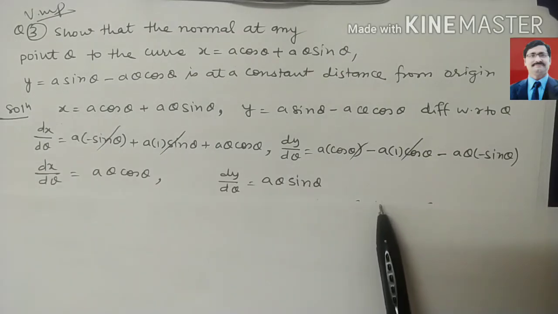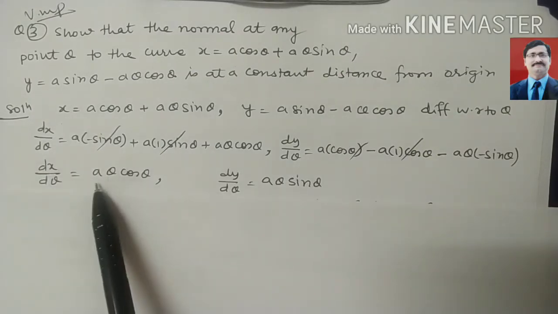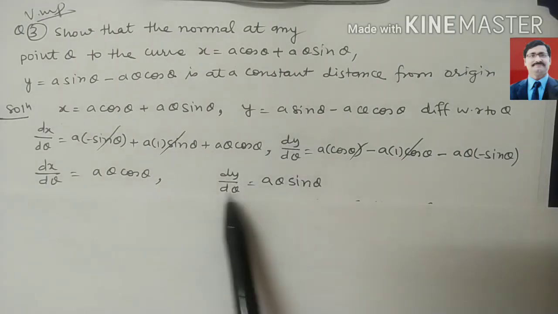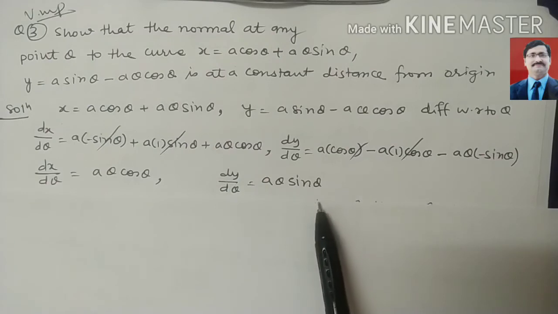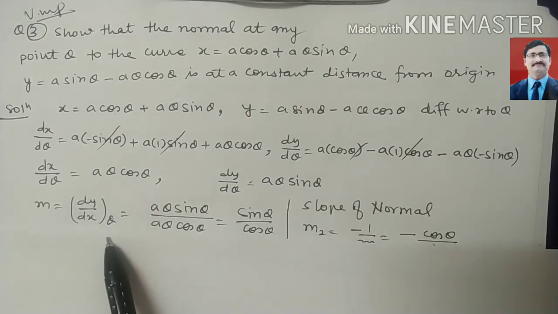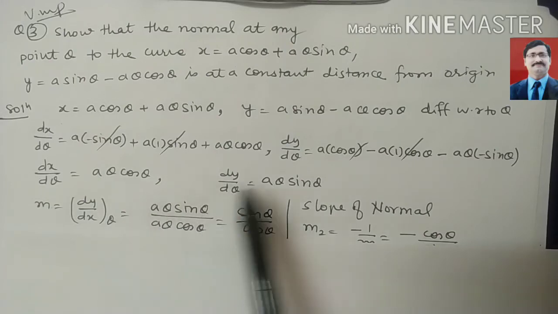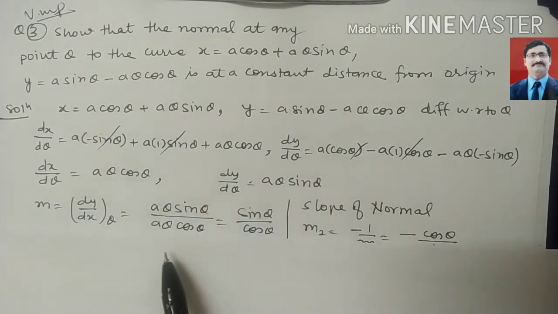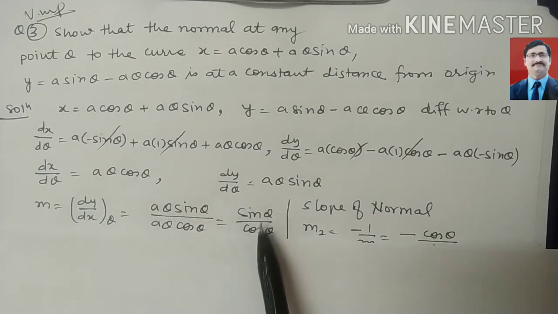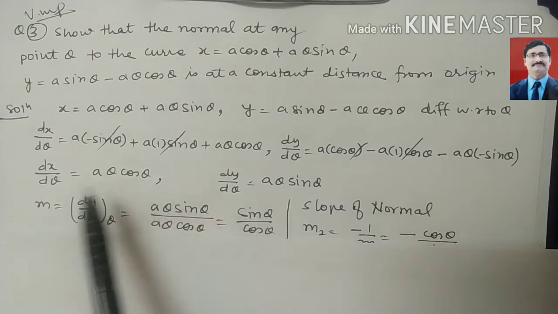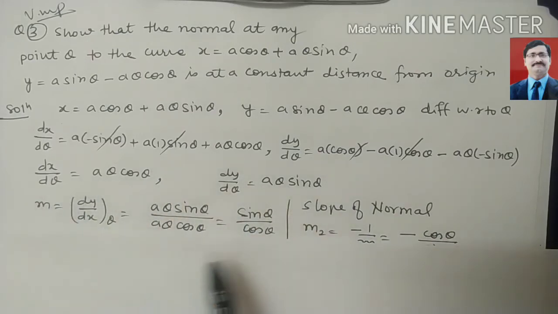What remains: dx by d theta equal to a theta cos theta, and dy by d theta is a theta sin theta. From these we can find m, which is dy by dx at the point theta. So here dy by d theta is this, and dx by d theta is this, we divide, a theta cancels, and we get sin theta upon cos theta. This is the slope of tangent.